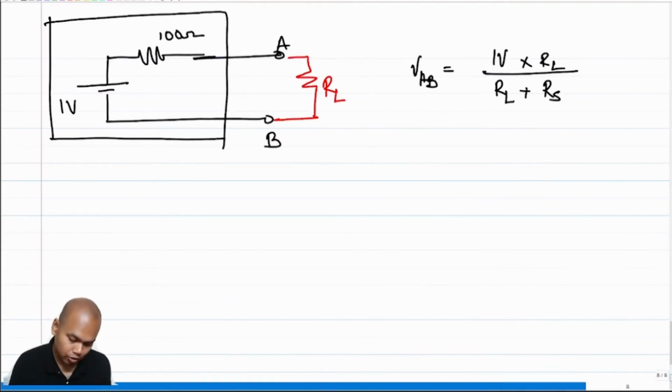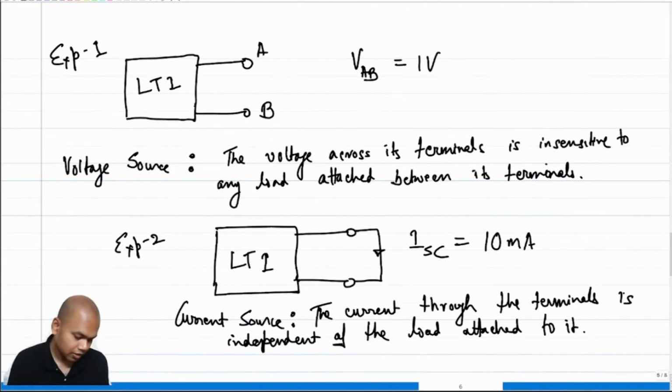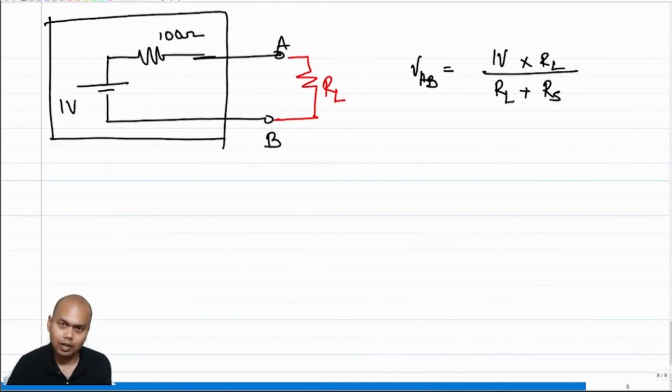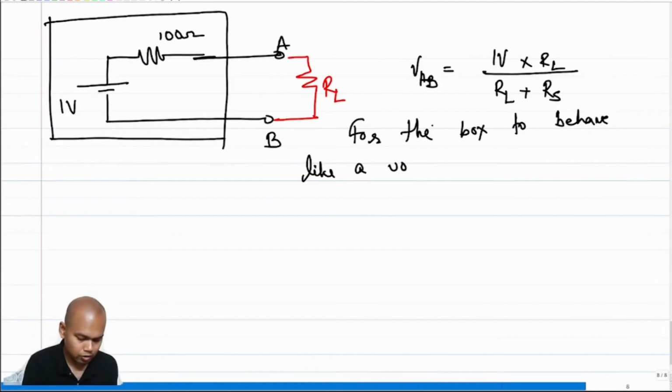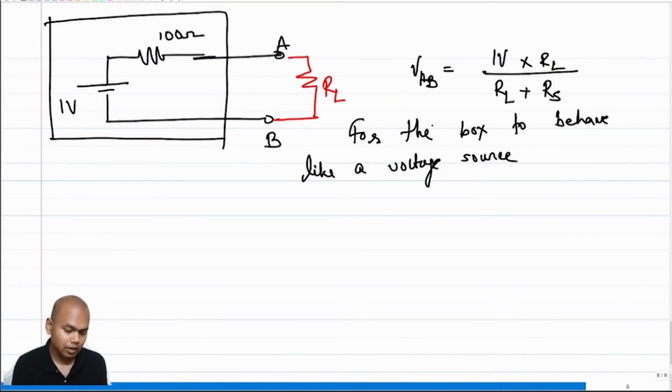What is the definition of a voltage source? Let me take you back to the definition. A voltage source is that thing that is insensitive to any load that is attached between its terminals. Now there is a load RL attached at the terminal. However, my VAB should not change if this box is supposed to be a voltage source. So for the box to behave like a voltage source, what should get satisfied?